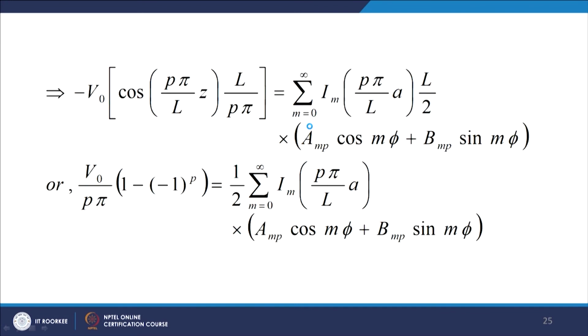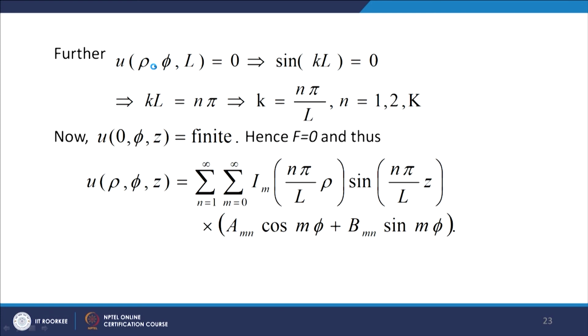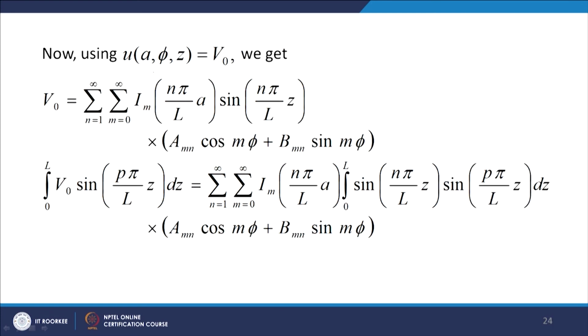Now, we put u a phi z equal to v naught. Let us use this equation. Put rho equal to a. When rho is equal to a, u a phi z is equal to b naught. So, b naught will be equal to this I m n pi over l, here we will have a, and this is what we will get.